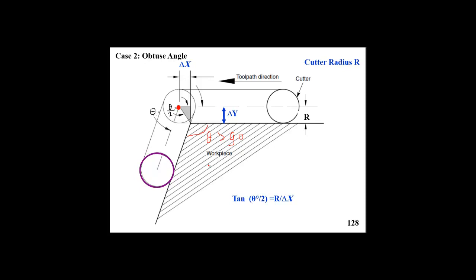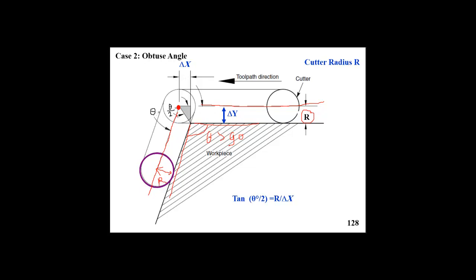What we have to do is shift the two edges of the workpiece. This is the first edge, we shift it to that line. And we shift the second edge to that location. The amount of shift is equal to the radius of the cutter, R. These two lines will intersect at a certain point. This is the actual cutter center location to avoid a wrong cut in the workpiece.